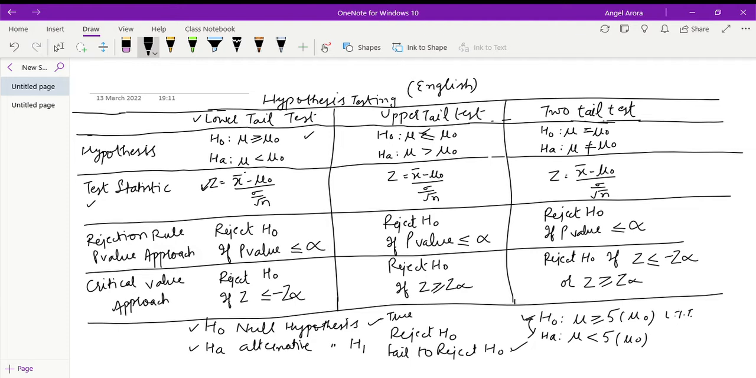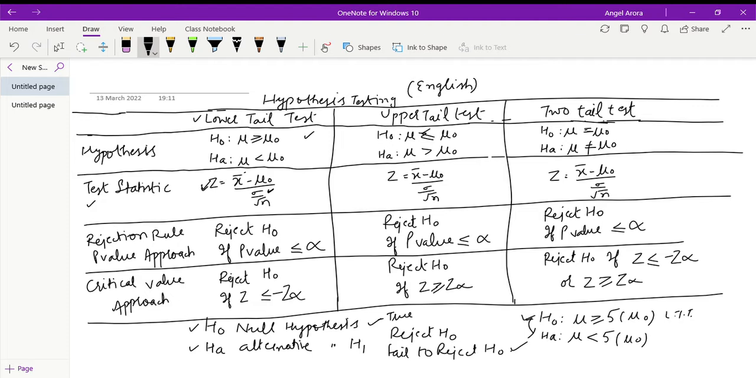And what is mu naught? That is 5. The school board claims that the students spend more than 5 hours per day on their social media handles, so mu naught will be 5. So what is the population standard deviation? We have already learned how to calculate the population standard deviation, denoted by sigma, in our first video of inferential statistics. By the way, this value will be given in the question.